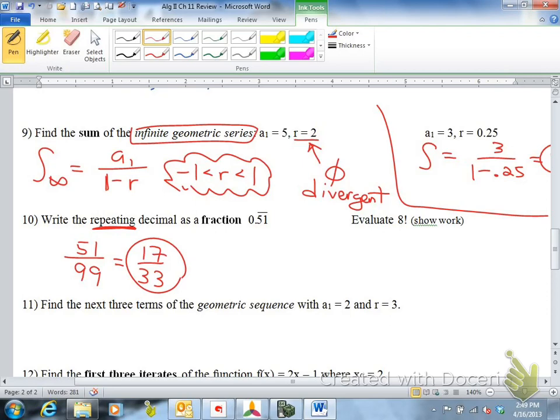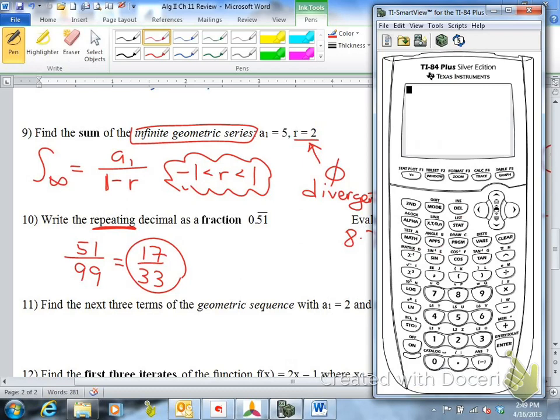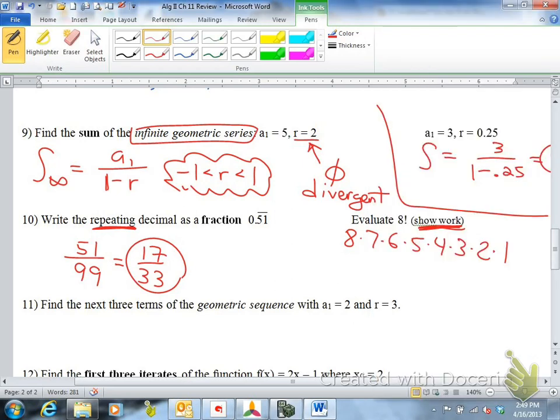Evaluate 8 factorial. Show work. All I mean by show work is I want to see that you know a factorial is the product from the number you're given all the way down to 1. Then you can use your calculator: you type 8, math, over to number 4 under probability. So the answer is 40,320.